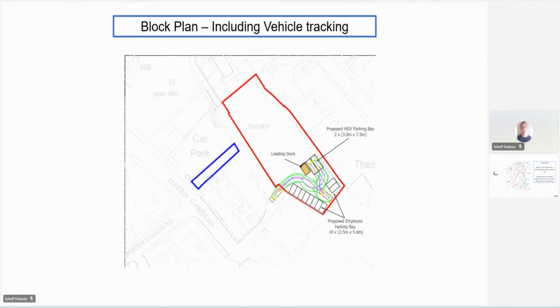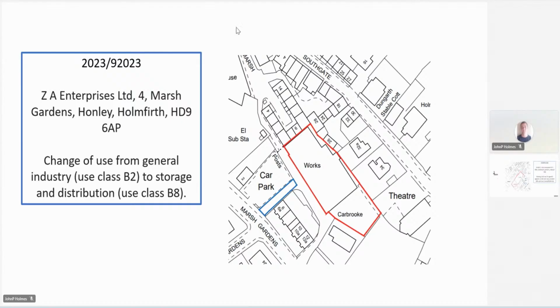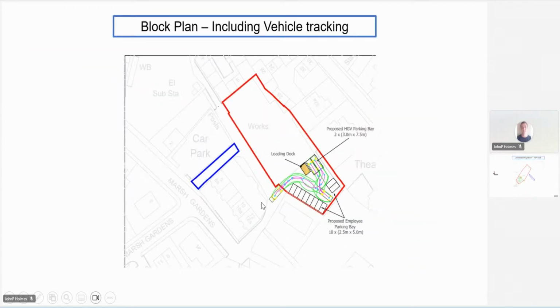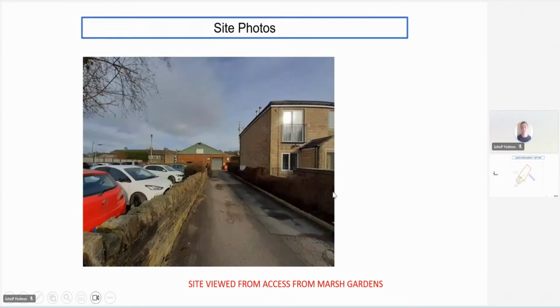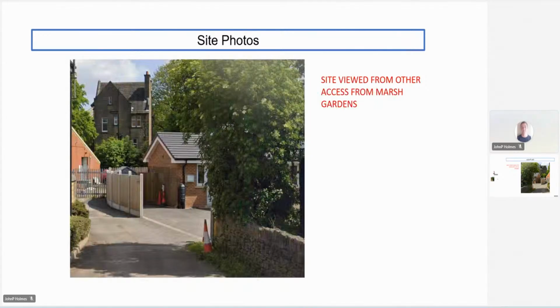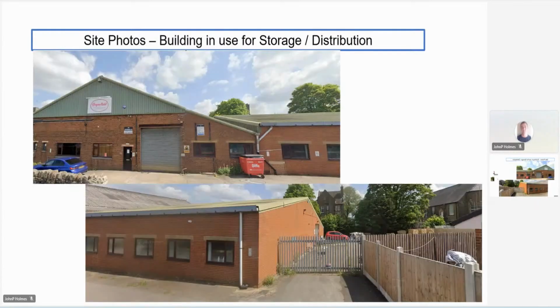This drawing shows the layout of the site. The application building itself is this one here, and then there's a yard area just here. And this drawing shows how vehicles would access the yard area and also how parking would be laid out within it. This shows a photograph of the site when viewed from Marsh Gardens. And this is a photograph of the other access point from Marsh Gardens. These photos show the building itself and the intended access point, which is down here.